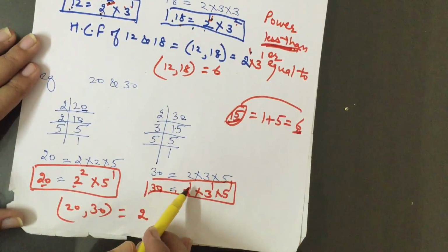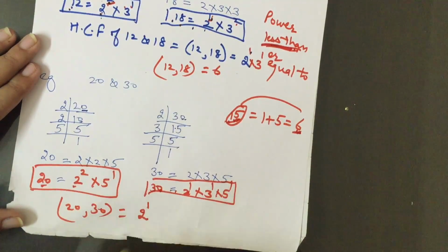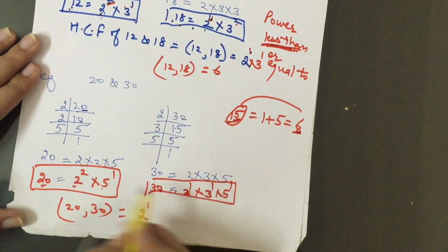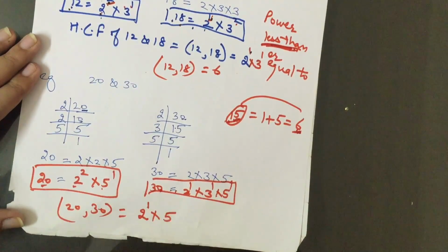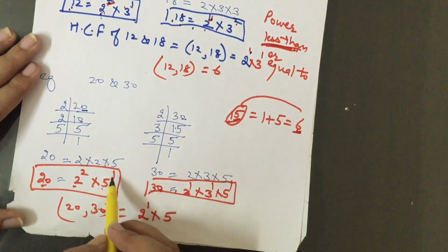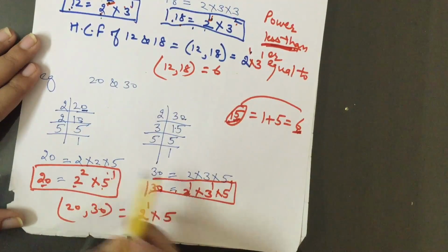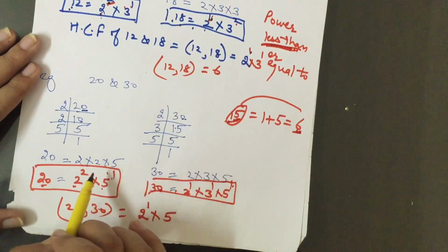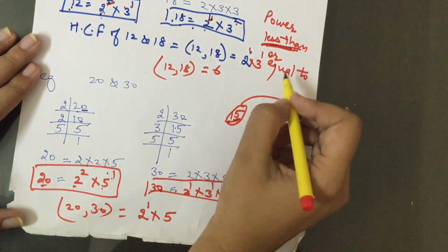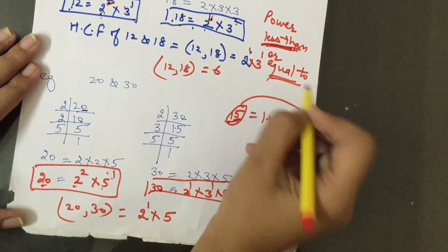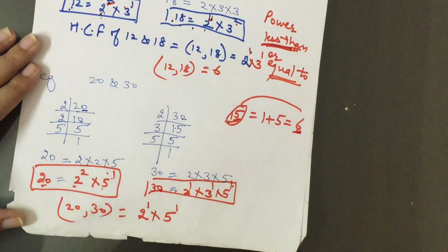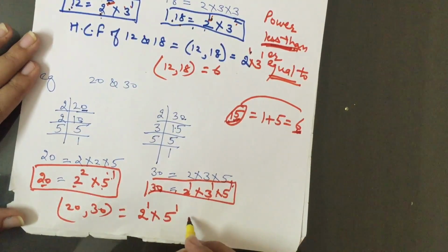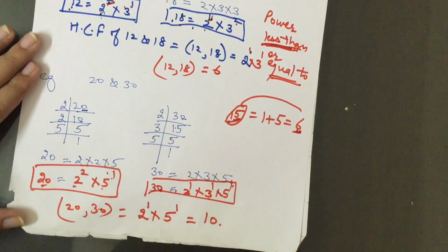It means we pick the smallest power, that is 1. Next, 5 is a common factor, and you can see that the power of 5 is the same, here 1 and here also 1. For the same power we have the equals to concept, meaning whatever power we have, we put here. Now 3 is not a common factor, so we reject it. Finally we get the answer 10.